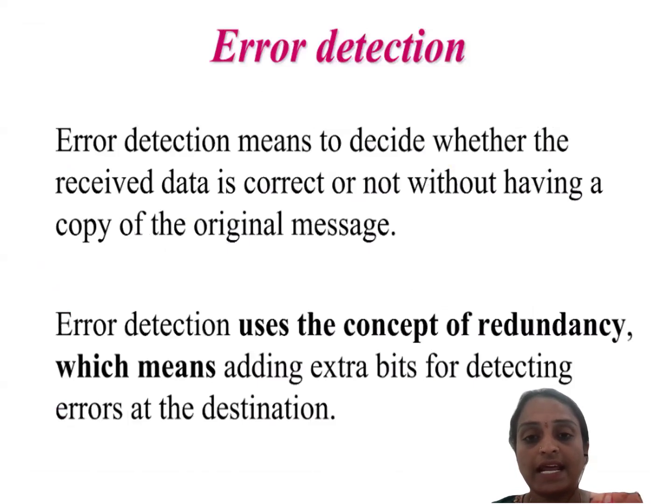Now see what is meant by error detection. Error detection means deciding whether the received data is correct or not without having a copy of the original message. With the help of error detection, we can verify the received frame, but we do not have the original message. The original message is nothing but the sent frame. Error detection uses the concept of redundancy. With the help of this redundancy only, we can calculate the errors. Redundancy is nothing but adding extra bits for detecting the errors at the destination. So with the help of the redundancy concept only, we can detect the errors in the received frame at the destination.